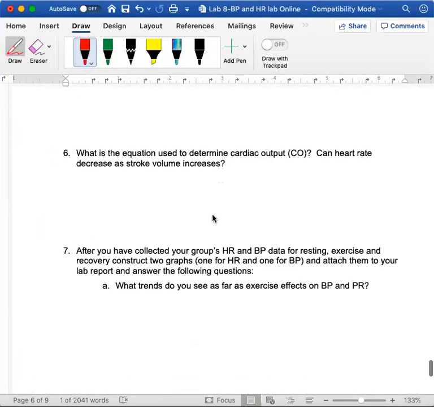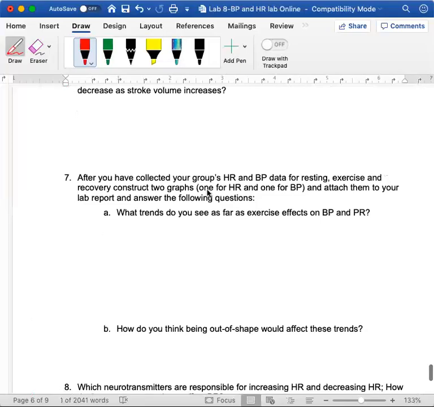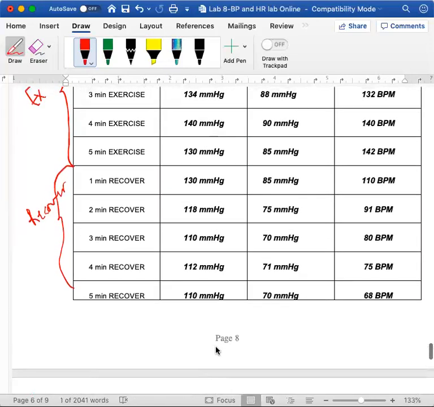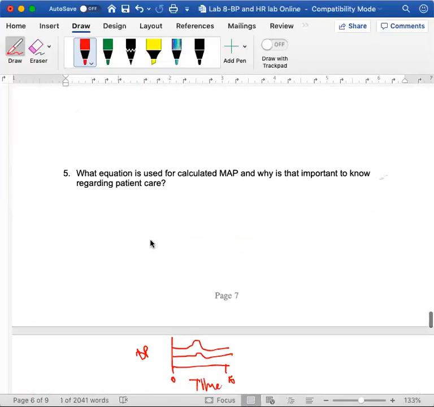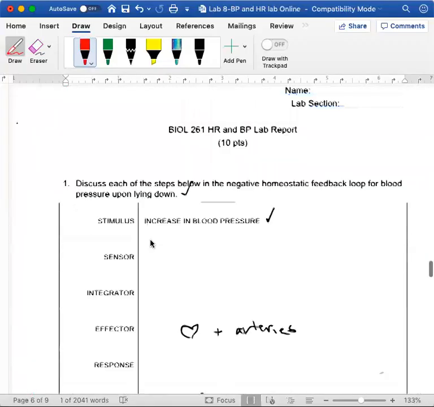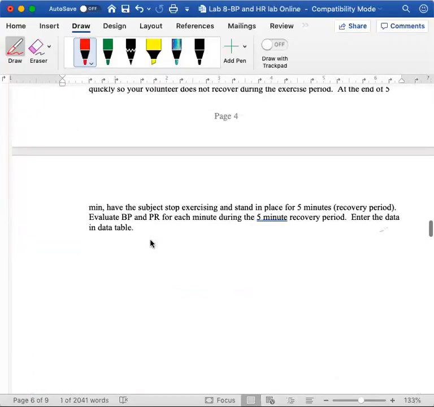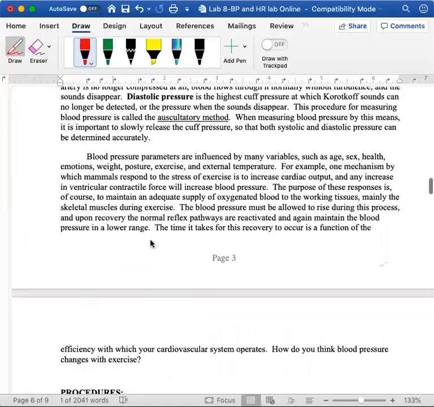Okay, so obviously number 6, but number 7, after you've collected your data, construct 2 graphs, one for blood pressure, one for heart rate. What trends do you see? So what happens when somebody exercises and when they stop exercising? And then if somebody's out of shape, how do you think that affects these trends? So what we end up seeing for somebody who's out of shape, typically when you are fit, let's go back to your, I think you erased it, but let me check. We'll go back to the first equation, the MAP equals cardiac output times resistance.